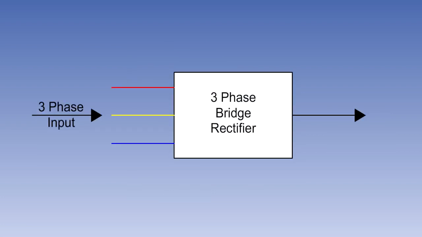The output of a bridge rectifier consists of pulses or ripples of DC. These usually need to be smoothed electronically before being used. A much smoother supply, without large peaks and troughs, can be produced from a 3-phase supply by using a 3-phase bridge rectifier.